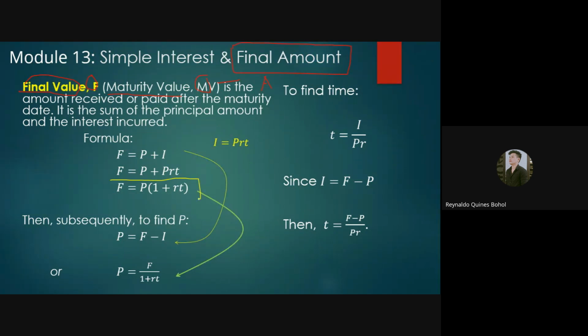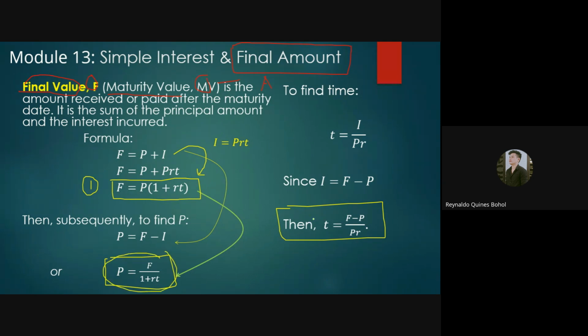So, the first formula here is the final value. The second formula is finding the P. Then this is our T. F is equal to P plus I, which is the same as F is equal to P times the quantity of 1 plus RT. Factorization is what that is called, simplifying the formula. Then number 2, if you're looking for the value of P, this is the formula. And if you're looking for the value of T, this is the formula. That is where they come from, okay? Because I is always F minus P.